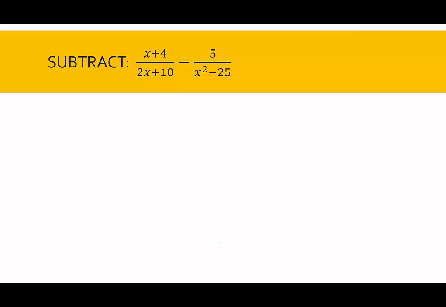Okay, one more example. We have x plus 4 over 2x plus 10 minus 5 over x squared minus 25. So I'm going to factor the denominators. This has a GCF of 2, so that's 2 times x plus 5. And here we get x plus 5 times x minus 5. Our least common denominator, so what factors do we need? Well, I know I need both the 2 and the x plus 5 from the first rational expression. And here I'm going to need an x minus 5.